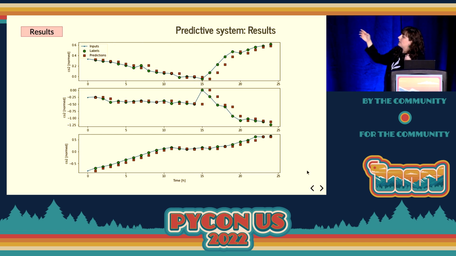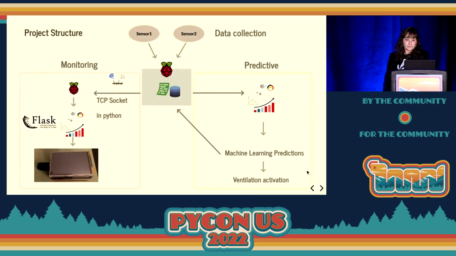And as you can see, in some points, it's quite accurate. What we expect is overlapping between the labels and the prediction, the green and the orange. But in some cases and some moments, it's not happening. But it's kind of normal, and it's something that needs to be optimized. But it's not bad at all.